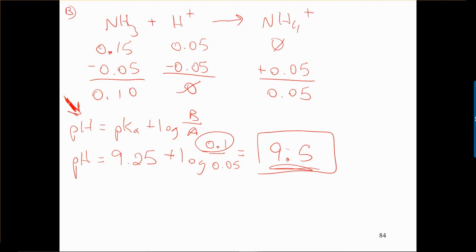But in the case of when do I use the anti-log versus the log, when it's a number greater than 1, I'm going to use the anti-log. When it's a number less than 1, I'm going to use the negative log of. Okay? Okay, so this is situation B.